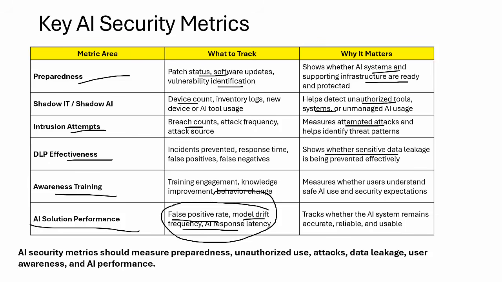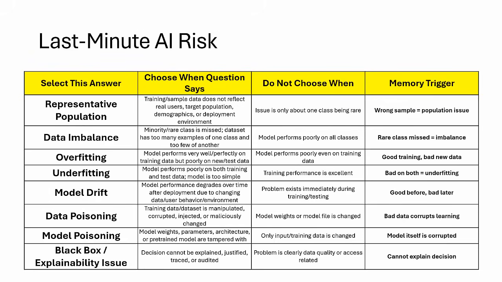As this is the last domain, I want to share some snacks. This is basically the last minute AI risks you should know. When selecting the answer, choose representative population when the question says the training sample data does not reflect the real user, target population, or demographic of deployment. But do not choose it when the issue is only about one class being rare. Wrong sample equals a population issue. Select the answer data imbalance if the question says a minority rare class is missed, or the dataset has too many examples of one class and too few of the other.